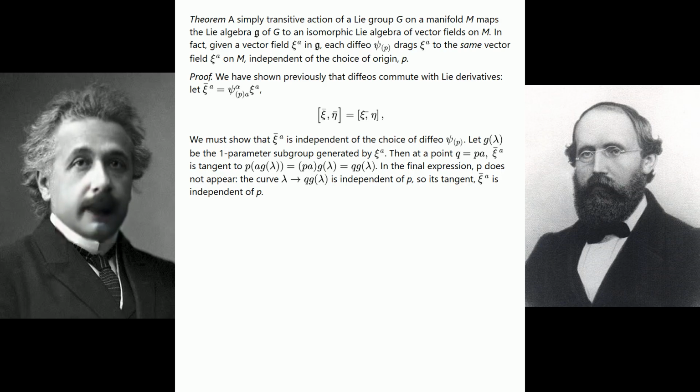We must show that xi bar to the A power is independent of the choice of diffeo psi sub P. Let G of lambda be the one-parameter subgroup generated by xi to the A power. Then at a point Q equals PA, xi bar to the A power is tangent to P of A G of lambda, which equals P of A times G of lambda, which equals Q G of lambda. In the final expression, P does not appear. The curve lambda goes to Q G of lambda is independent of P, so its tangent, xi bar to the A power, is independent of P.